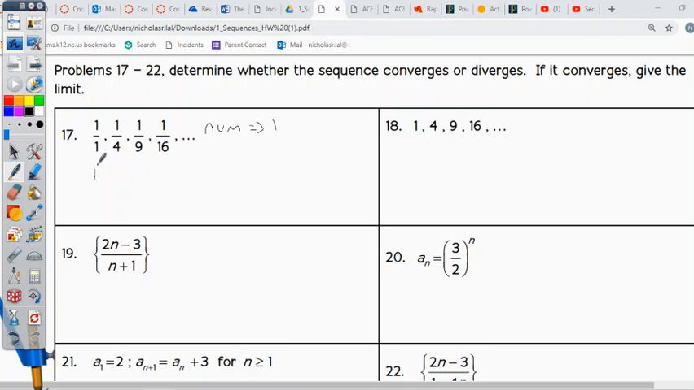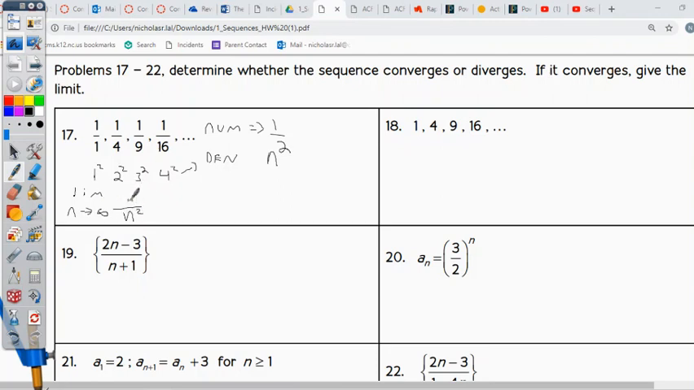So 1 squared is equal to 1. 2 squared is equal to 4. 3 squared is equal to 9. 4 squared is equal to 16. So the numerator is 1, and the denominator, using our pattern, becomes n squared. But we're not done. Once we have 1 over n squared, we need to find the limit as n approaches infinity of 1 over n squared.